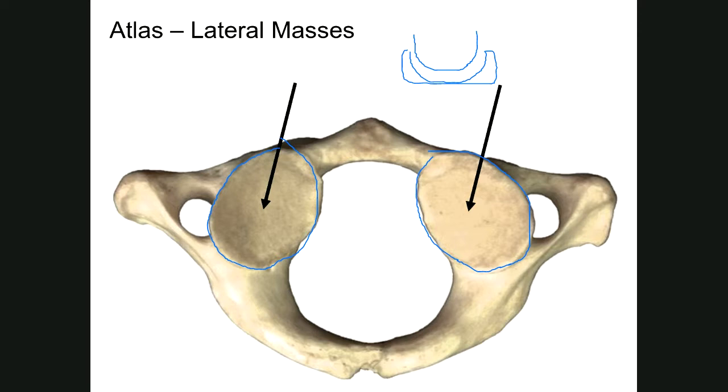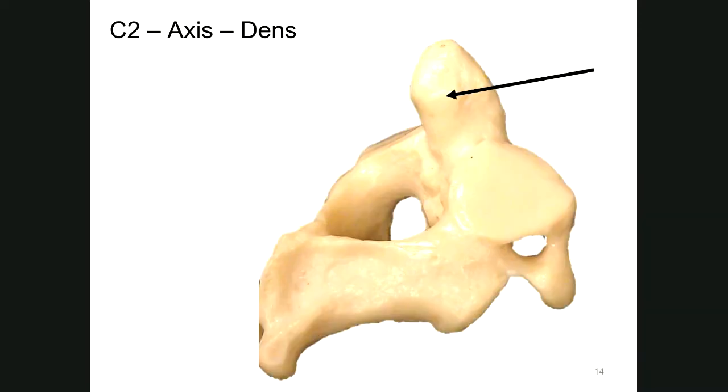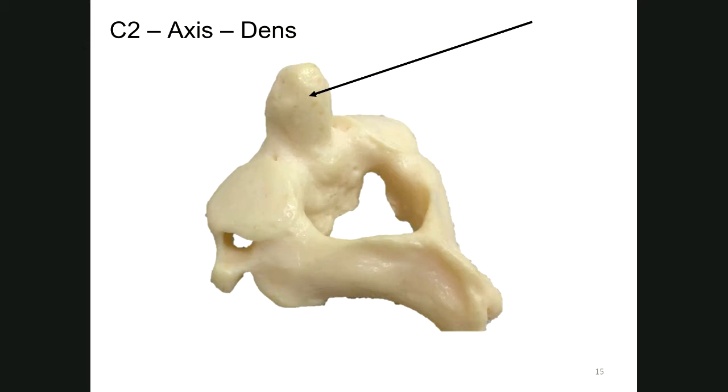Its main movement is this. Yes, dear. Yes, dear. That's what it does. The second vertebra is this nice fella. That is the C2 axis. Either one's acceptable.